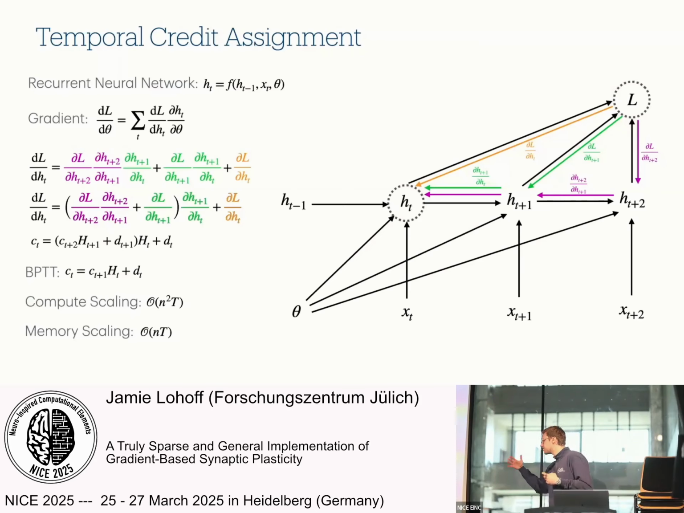The big disadvantage of this going back in time is that you have to store all the intermediate states in the forward pass. This is why BPTT has a linear scaling in time, which makes it very inefficient and which is also what typically keeps you from training very long horizon SNNs.